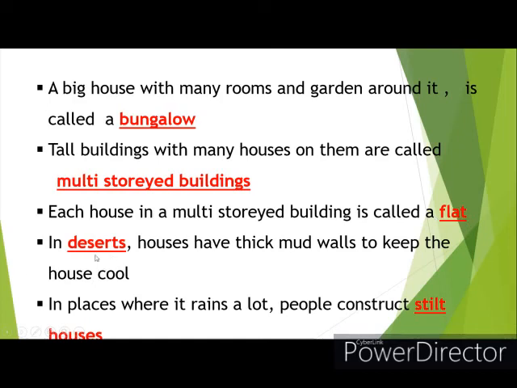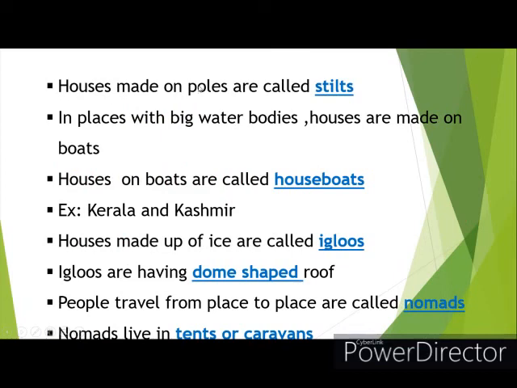In deserts, houses have thick mud walls to keep the house cool. In places where it rains a lot, people construct stilt houses. Houses made on poles are called stilts. In places with big water bodies, houses are made on boats. Houses on boats are called houseboats, and the places where we can see houseboats are Kerala and Kashmir. Houses made of ice are called igloos. Igloos have dome-shaped roofs.